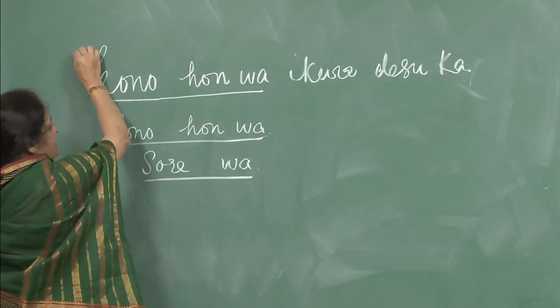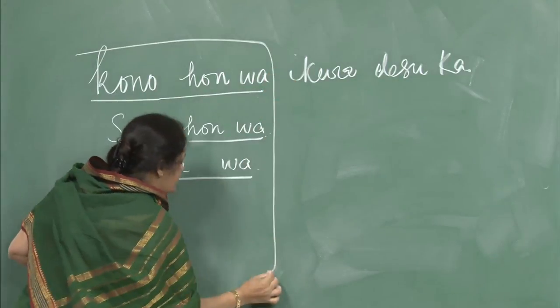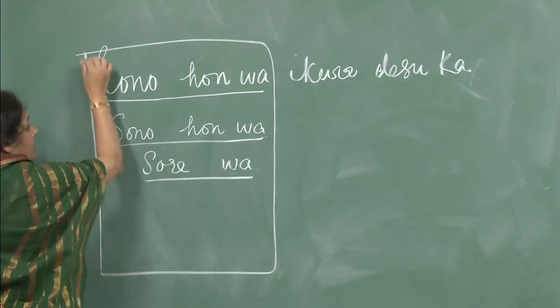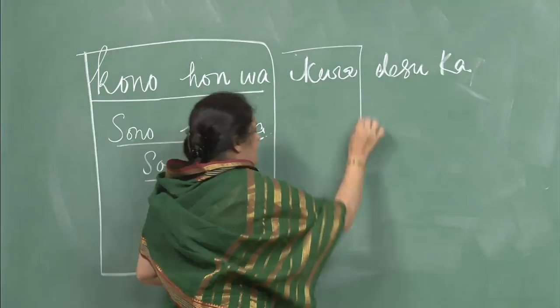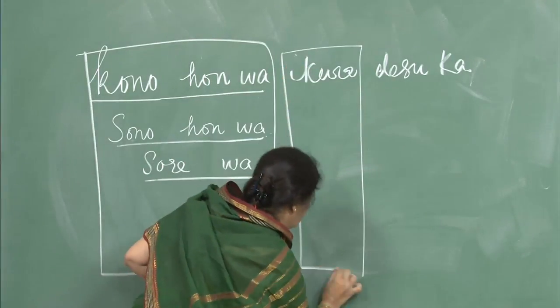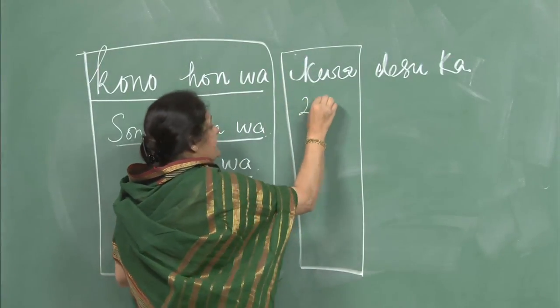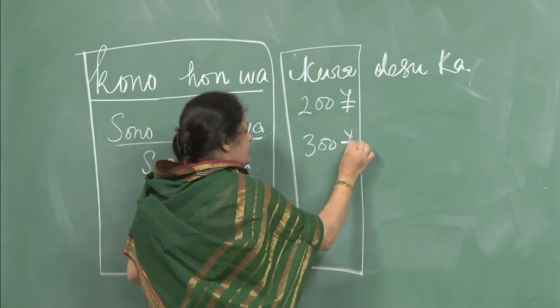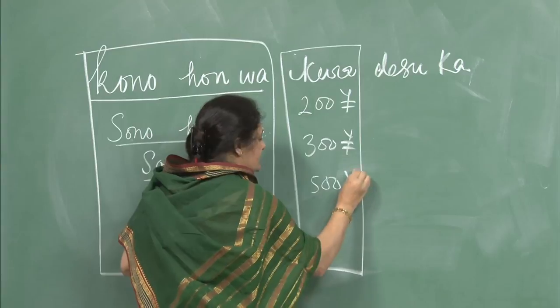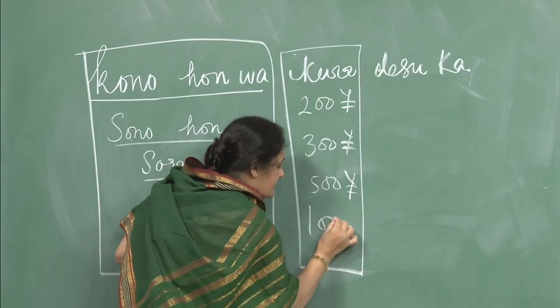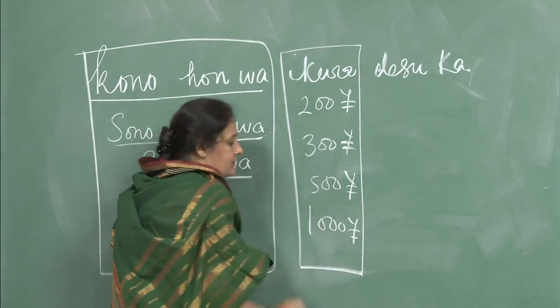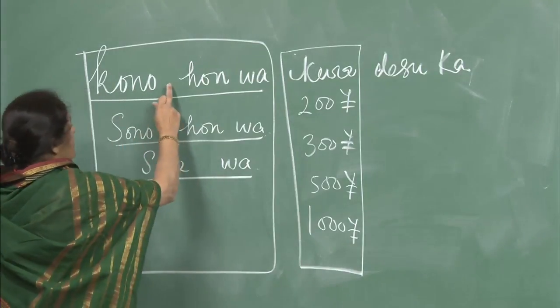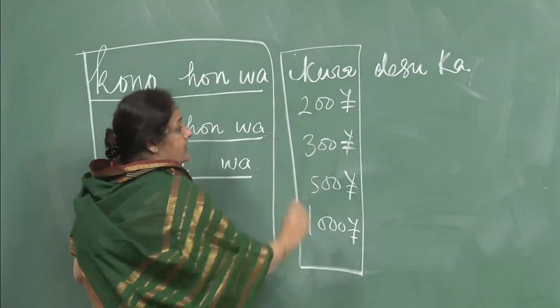You can replace this like this, and also instead of ikura over here, you can put price. 200 yen desu. 300 yen desu. 500 yen desu. 1000 yen desu. Isn't it? And you can ask, kono hon wa 200 yen desu ka?